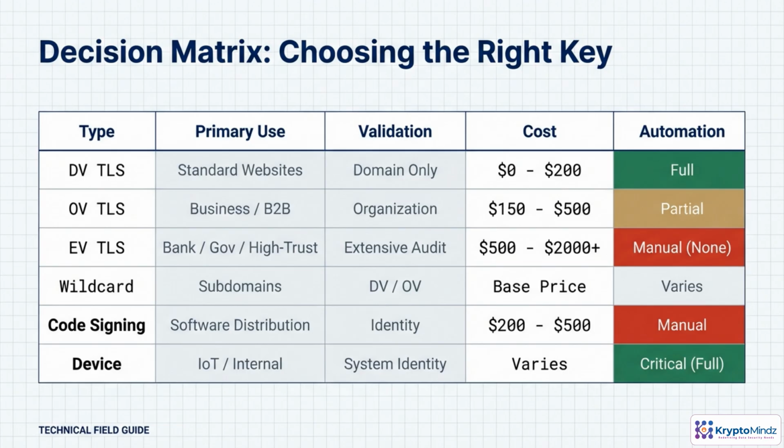Code signing certificates sit in a different category. They prove software integrity and publisher identity, so they're high-value targets, and should never be fully automated without strong controls. Finally, device certificates for IoT and internal systems often need full end-to-end automation, because you may be issuing them at massive scale. Here, the priority is secure, highly automated lifecycle management, not user-visible branding.